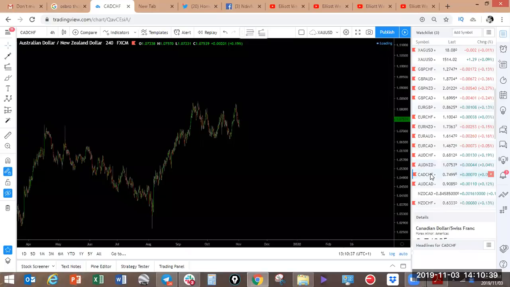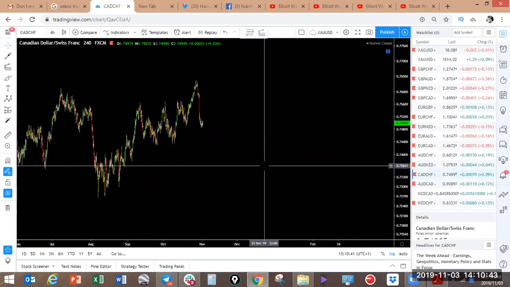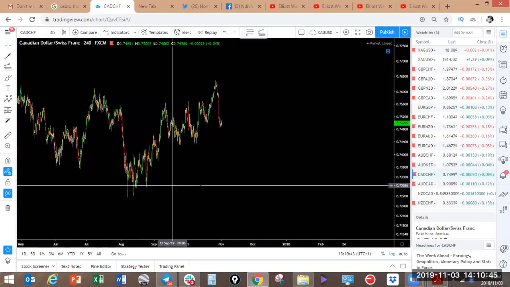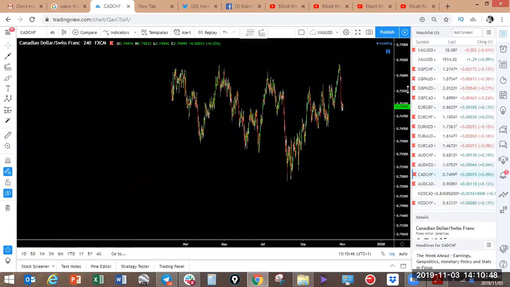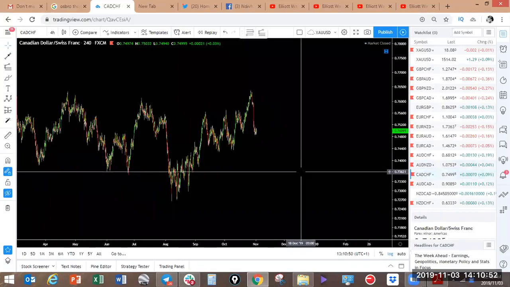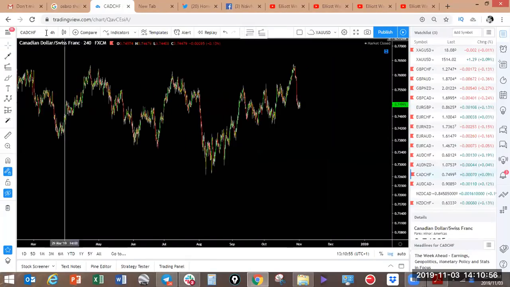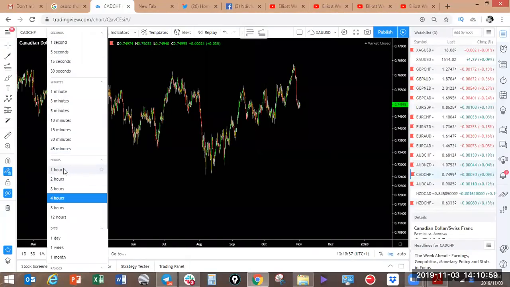CADJPY. Now this is interesting. It was one of the CAD pairs that we looked at in the week. Let's have a look here. This had already started the move to the downside. Let's go 1 hour.